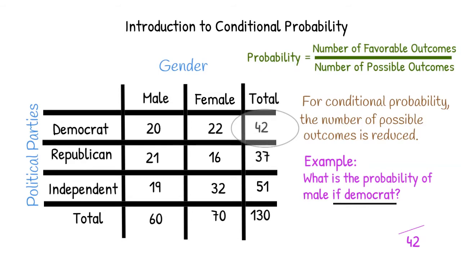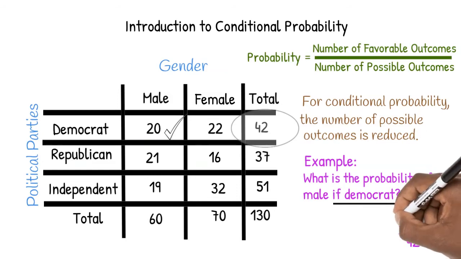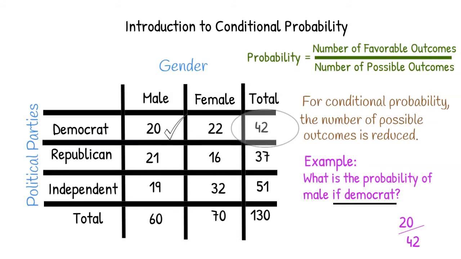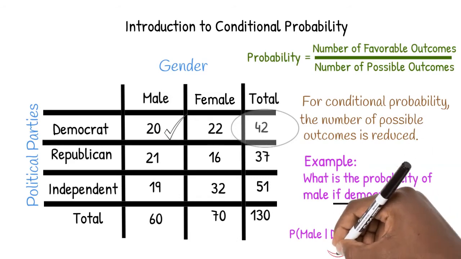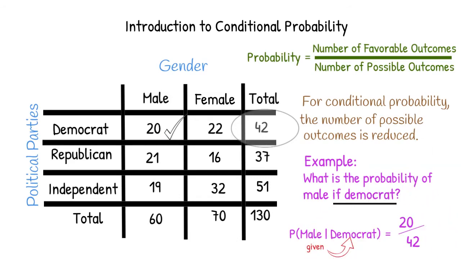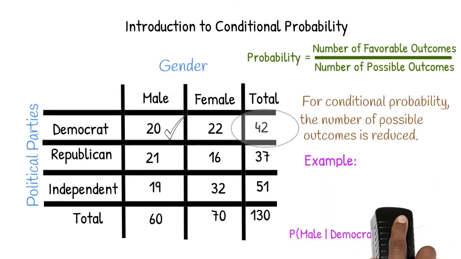Of these 42 people, 20 are male, so the probability of picking a male, given that the person selected is a Democrat, is 20 out of 42. The notation for conditional probability is written in this way, where whatever is written after the line is what is given.